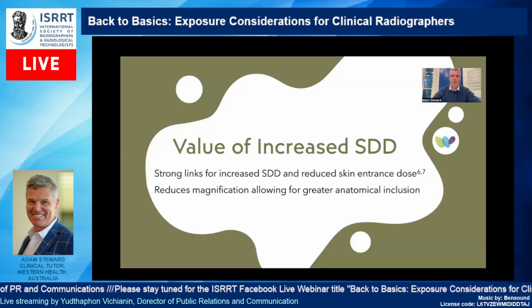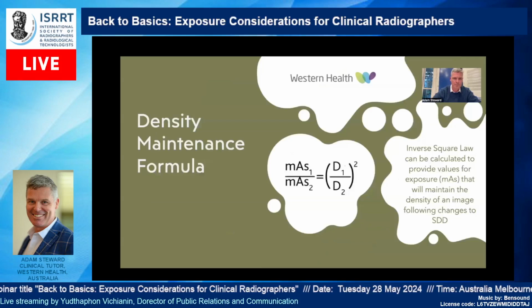You really should be seeking to increase your SDD, your source to detector distance, and there's plenty of literature that talks about it. There's strong links between that and a reduced skin entrance dose, so we definitely should be looking to that. It also reduces magnification, so it allows you to include more anatomy, which is really important. The good thing is the inverse square law can be recalculated into this density maintenance formula right here.